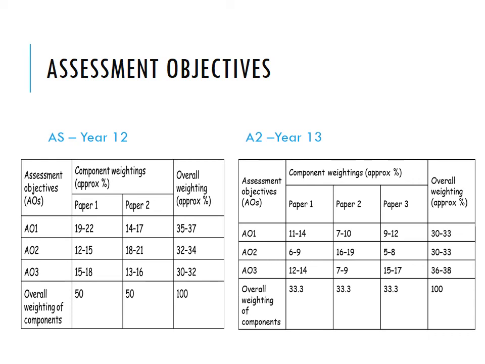So your assessment objective weightings. In AS, AO2 and AO3 are worth approximately a third of your overall paper. However, AO1 has slightly more percentage to it. In year 2 or year 13, AO1 and AO2 are worth a third, and there's more weighting given to AO3. So we need to make sure that we're spending time revising and remembering and spending time on elaborating our evaluation points.